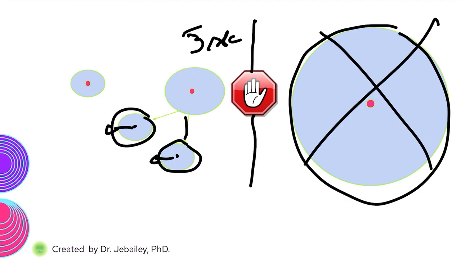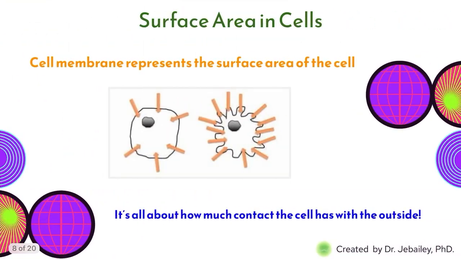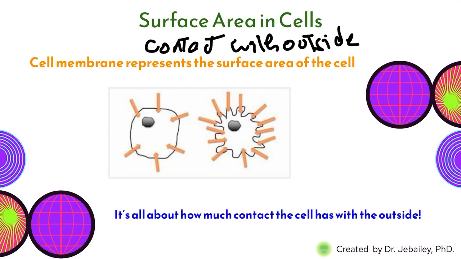Because if they get too big, then they can't handle the toxics inside. They will die. So every time they reach a certain size, it's time to divide, because you want to keep the cell volume always small. Let me explain this and how the volume is actually related to the surface area. Let's look at the surface area. This means contact with the outside. That means how much contact?